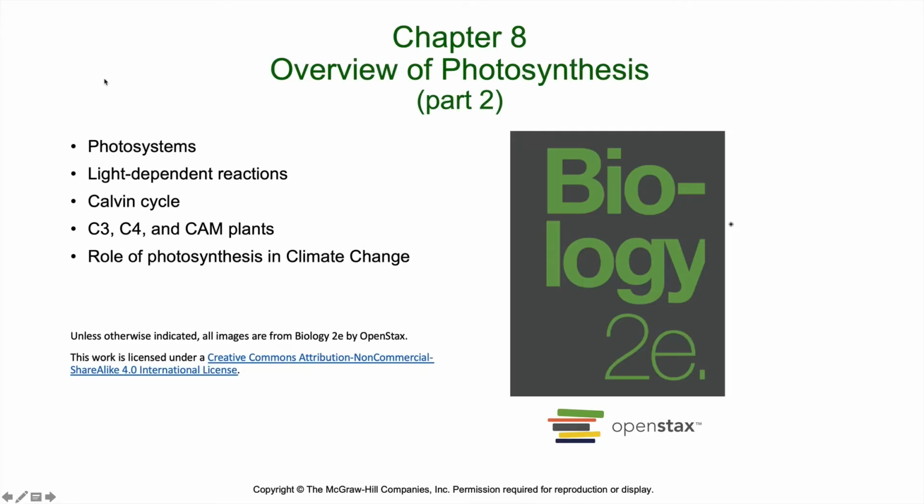All right, welcome to the second half of Chapter 8, Overview of Photosynthesis. Here we're going to go through the photosystems. We're going to look at how photons of light energy are harvested, and then we're going to take the products of those reactions that harvest light energy and run them through something called the Calvin cycle to generate sugars. We'll briefly look at plants that are a little bit different than the ones we're focusing on today, and then we'll finish off by looking at how photosynthesis can play a role in climate change.